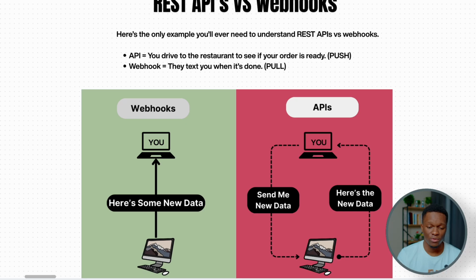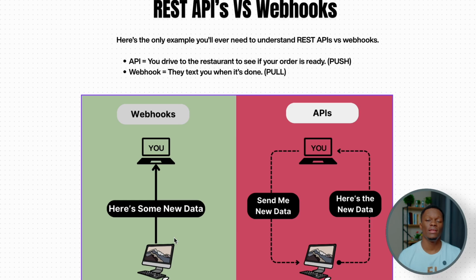Now, what are REST APIs? Here is a simple analogy to understand it. Picture this. You drive to a restaurant to see if your order is ready. That's an API. And the webhook is the waiter texts you to say, hey, your order is ready. So in the first instance, you initiate a message to request data, and then the server sends back the response. In the second instance, you just wait and listen. So the server sends you the data.